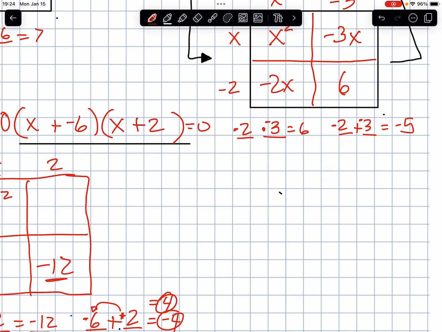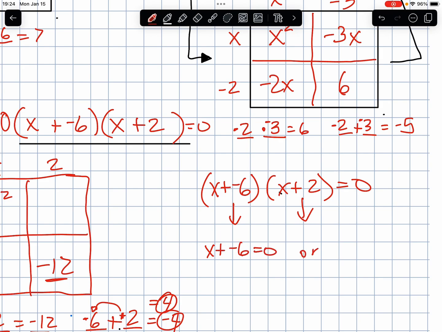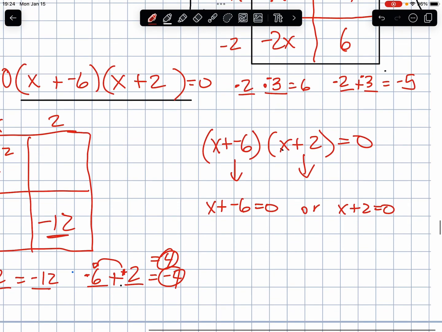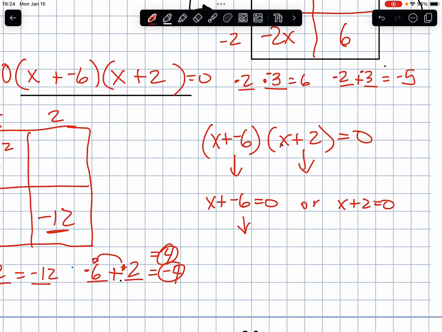So you remember that if x plus negative 6 times x plus 2 equals 0, then either one of these could be 0. So we write x plus negative 6 could be the 0, or x plus 2 could be the 0. Here's where I get my first answer. x equals, add 6 to both sides to cancel the 6, and you get x equals 6. For your second answer here, we add negative 2 to both sides, and we get x equals negative 2. All right, so here are my two answers.